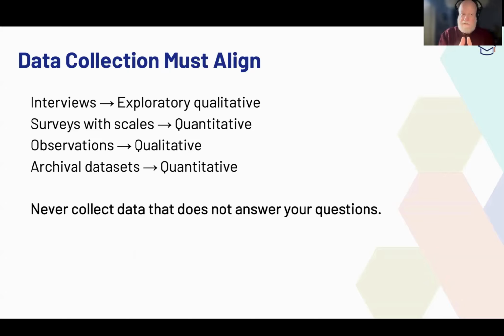Then the data collection needs to align. So if it's qualitative, maybe we'll have some interviews. If it's quantitative, maybe we'll have some surveys or psychometric scales that have to be completed. Maybe you need observations, qualitative. Maybe you can look at archival data sets, where your research question looks at data that's already there.